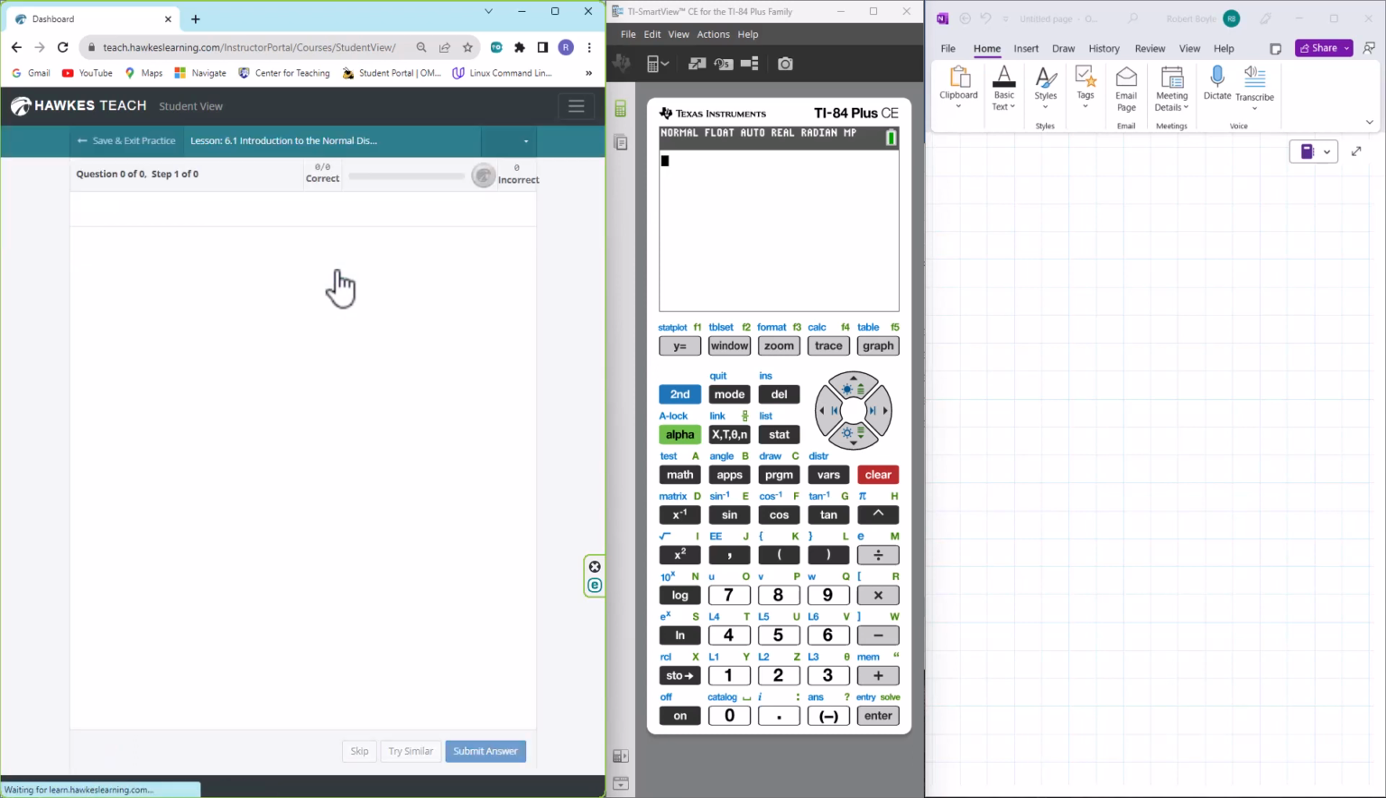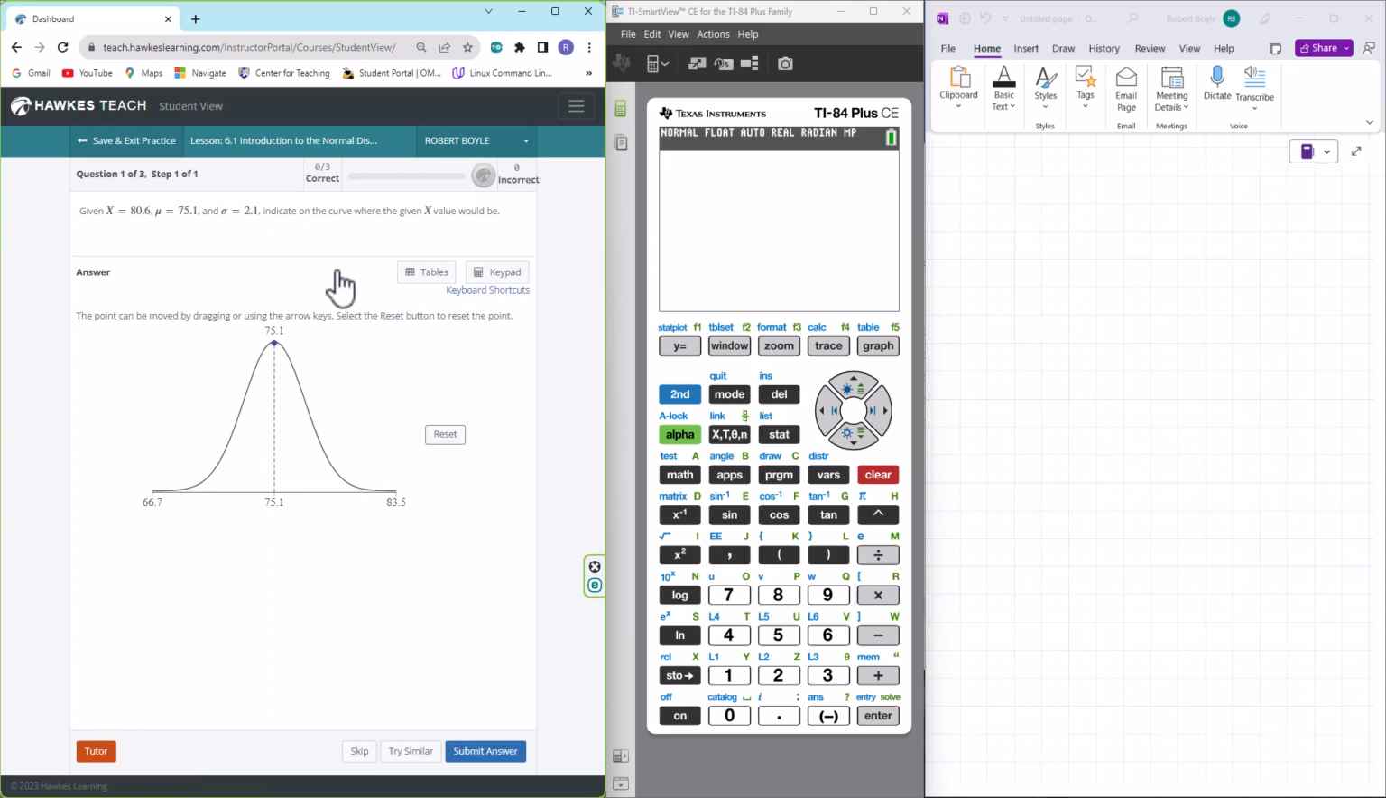Once again, they're the exact same 3 problems. And here is problem number 1. We are given a value of x that is 80.6. The mean right here is 75.1, and the standard deviation is 2.1. And they want you to indicate on the curve where the given value of x would be.